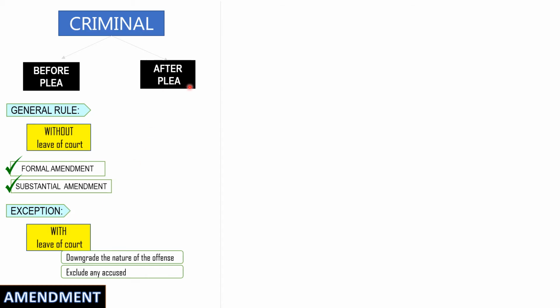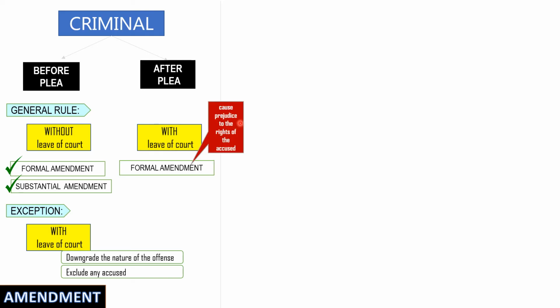How about after arraignment or after plea? What is the rule? There is only one rule. You need leave of court, and take note that it only covers formal amendments, and these formal amendments should not cause prejudice to the rights of the accused. Take note of that, formal amendments only, and it will not cause prejudice to the rights of the accused. Substantial amendment is not allowed after plea because that will violate the constitutional rights of the accused.